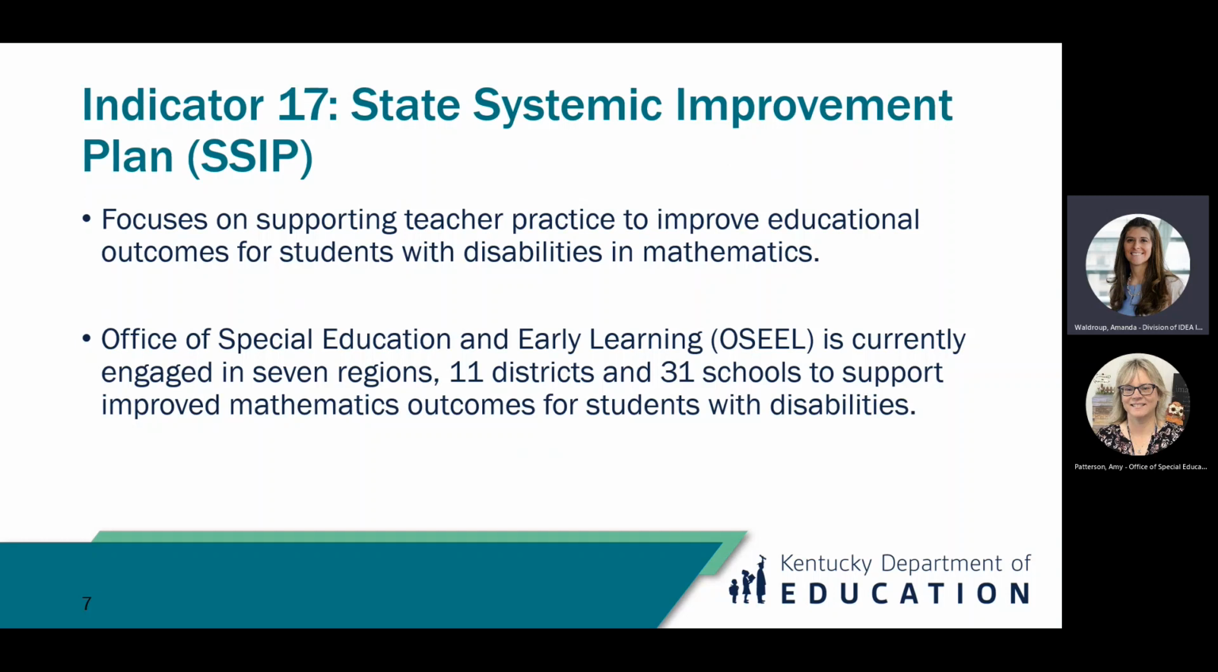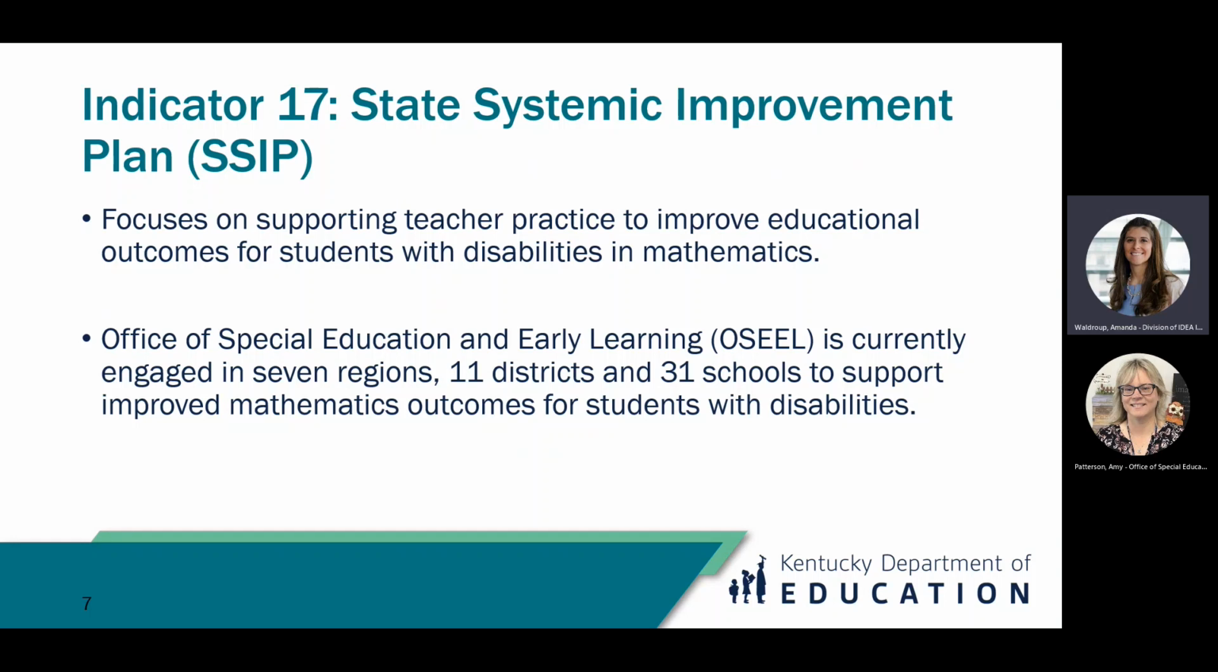To improve educational outcomes for students with disabilities, the U.S. Department of Education's Office of Special Education Programs charged states with developing a State Systemic Improvement Plan, or SSIP. This is indicator 17 of the SPP APR. As part of the SSIPs, states conducted a data and infrastructure analysis to determine an area of focus. In Kentucky, we gathered a representative group of stakeholders who determined the area of focus as supporting teacher practice to improve educational outcomes for students with disabilities in mathematics.